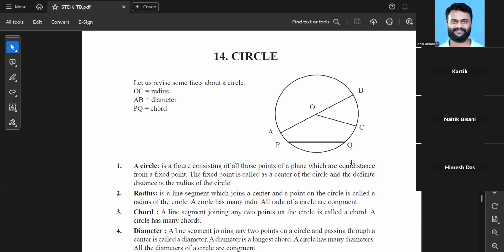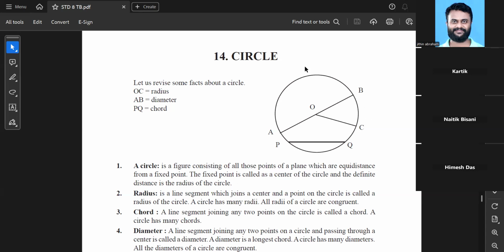First of all, as you can see, there is a circle over here. There are a few lines. One is AB. In between, there is a point O. Then there is OC. Then there is PQ. Let us understand what these things are. First of all, OC. O is the center. C is a point on the circle. So this is the circle.